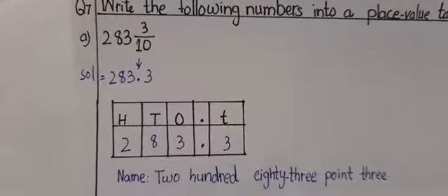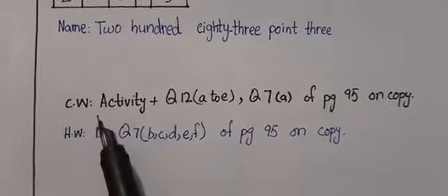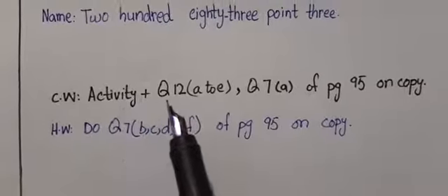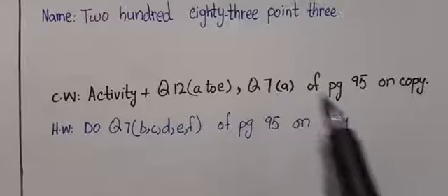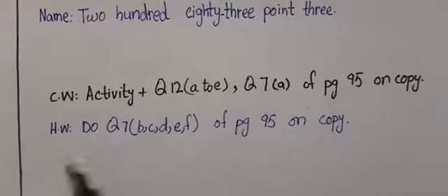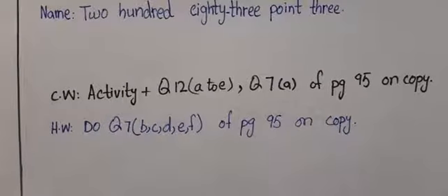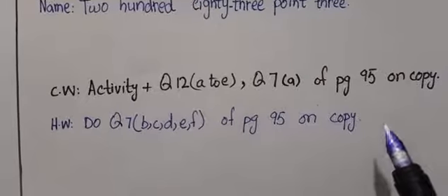The next parts I will give you as homework. Boys, your classwork for today is to do the 5 sums of activity 8, question number 12, and question number 7 part A of page number 95 on copy. In homework, you will do the remaining parts of question number 7, that is B, C, D, E, F of page number 95 on copy.